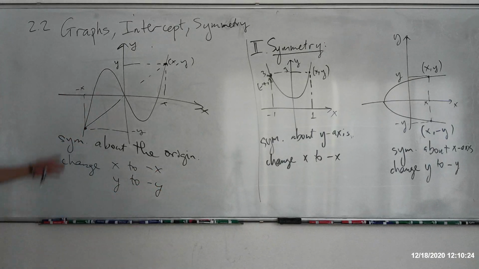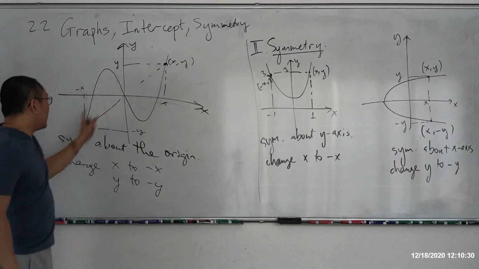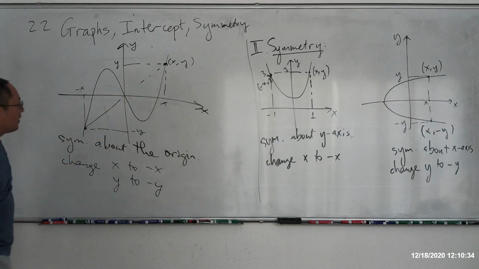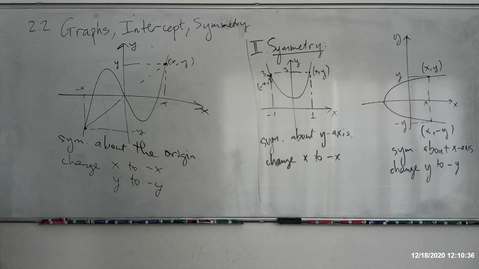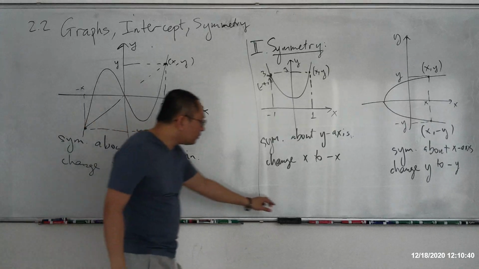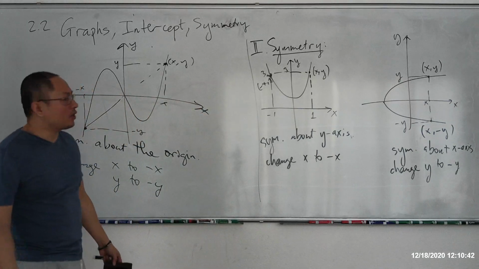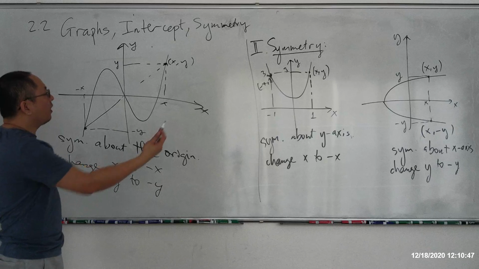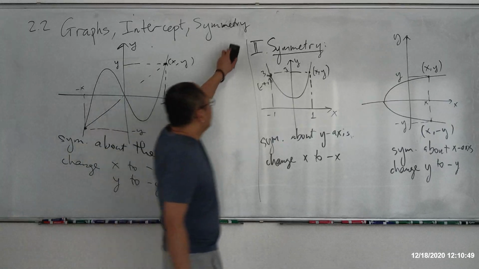All right. So whenever you see a graph that satisfies this property, you change x to negative x, you change y to negative y. Is that point still on the graph, or do we have the same equation? Then the graph is symmetrical about the origin. Okay? Actually, there are some graphs that have no symmetry at all, and some graphs have all the symmetries. Let me show you examples.